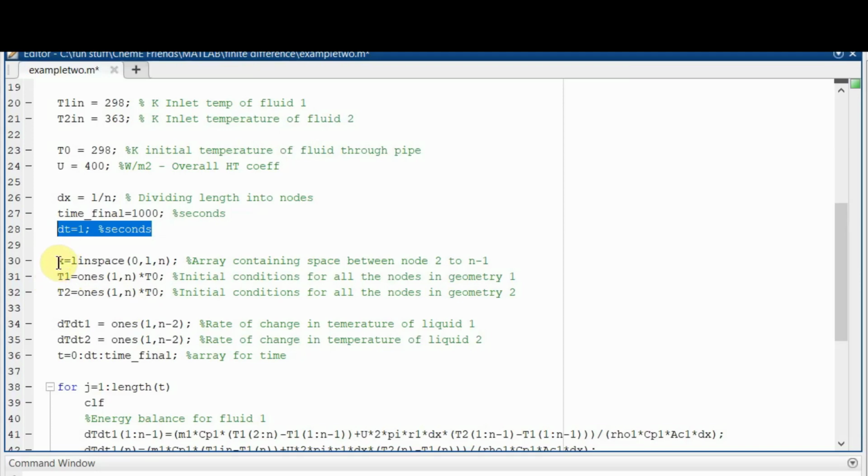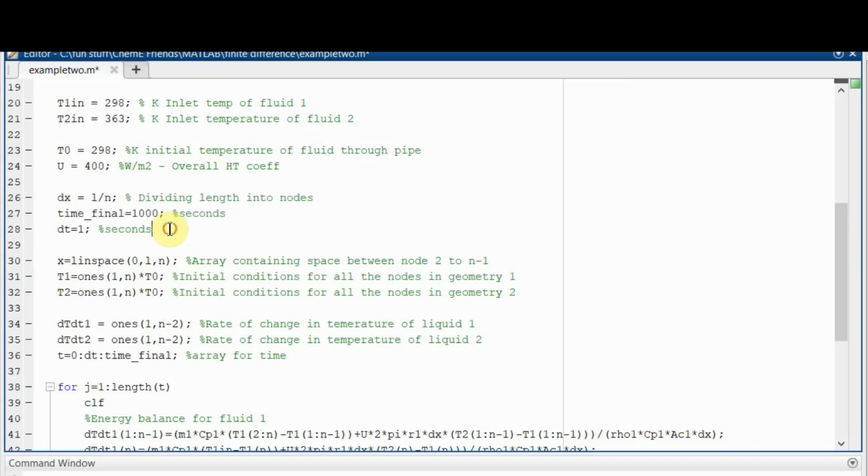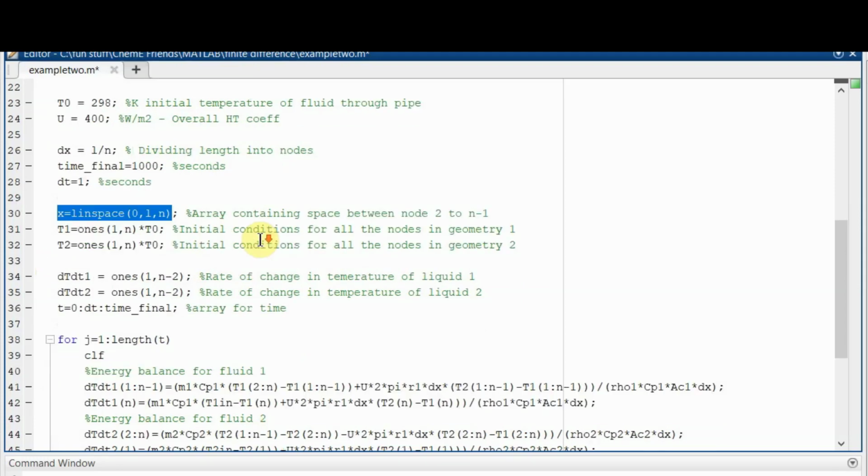Anyways, now we have x, which is linspace between 0 and L. So we want to see the spatial variations as well. What we did here was specifying things to find the temporal variation, but we need to find the spatial variations as well, right? Between 0 and L, we want to find how the temperature is changing within the tube. Later on we'll see how it works.